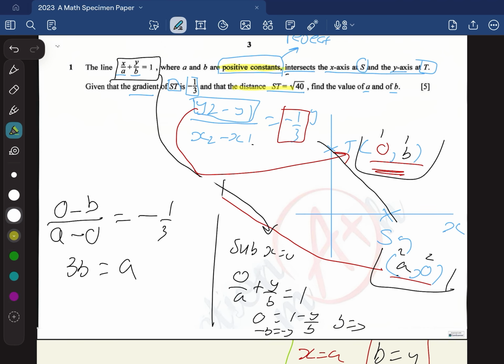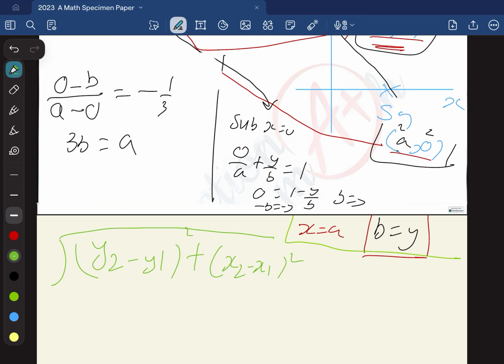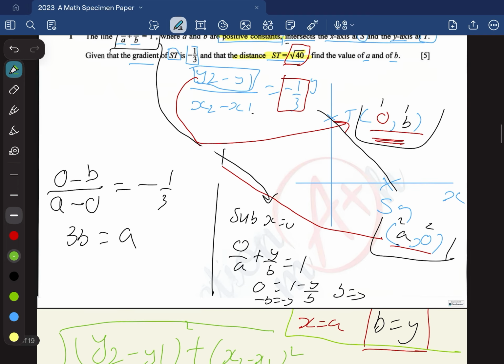And the distance is 40. This one's quite important. Okay, the distance is 40. Now we need to know the distance formula. I'll write the formula: square root of y2 minus y1 squared plus x2 minus x1 squared. Okay, this is the distance formula. Let's sub the values respectively.